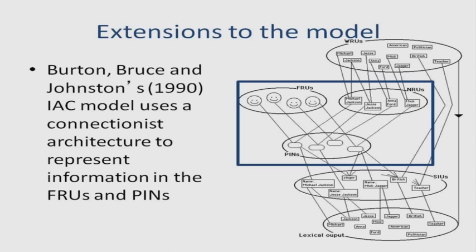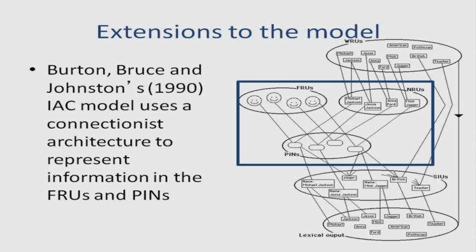So they used their interactive activation and competition model to represent the information that was stored at each stage of their boxes and arrows model. So things like the FRUs and the PINs, remember, the face recognition units and the personal identity nodes.